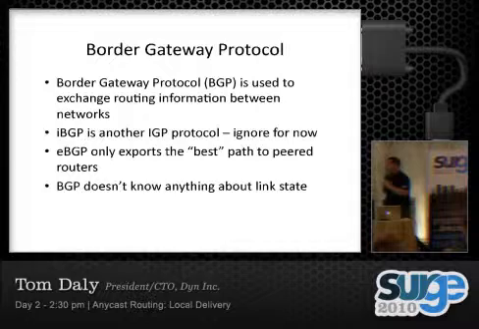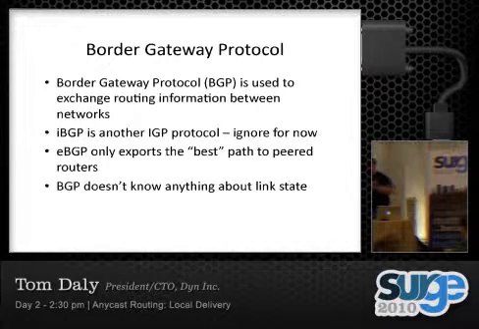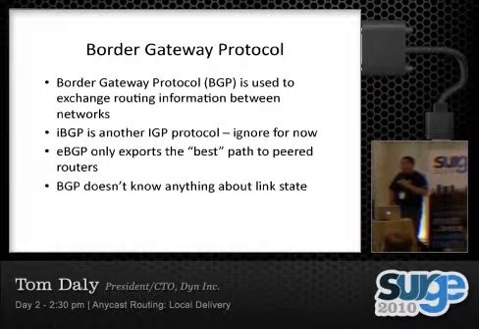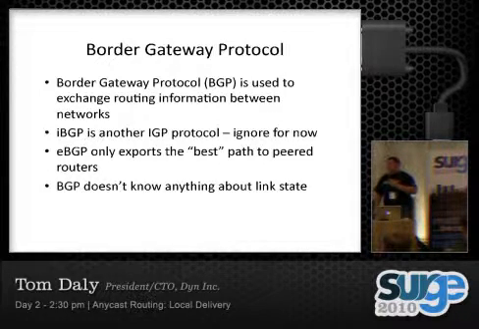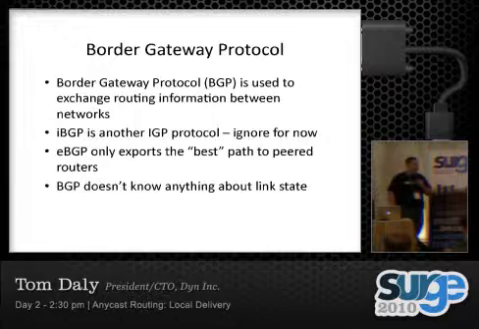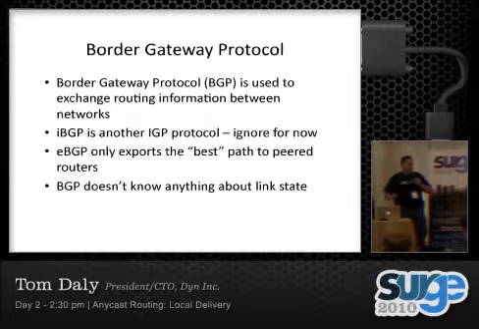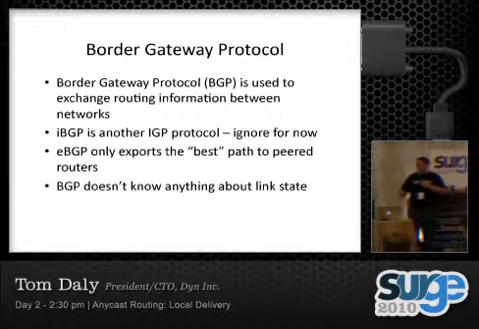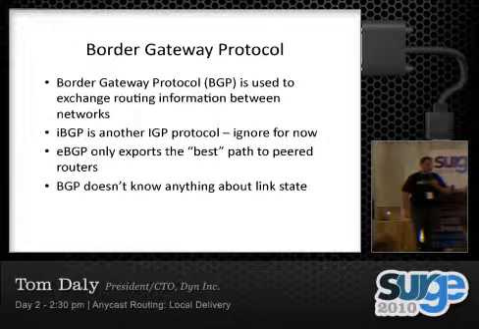So once you get BGP up and running, you can also use iBGP inside your network as an interior protocol. We won't go over that today. That's usually for the larger network providers, but it's something you can do. I just wanted to reiterate, eBGP only exports the best path between networks. So if I'm an ISP, and I have a couple different routes in my network to get to a destination, when I'm peering with some other ISP, I'm just going to tell them what the best destination is, not all of them. And again, BGP doesn't know anything about link state or topology.